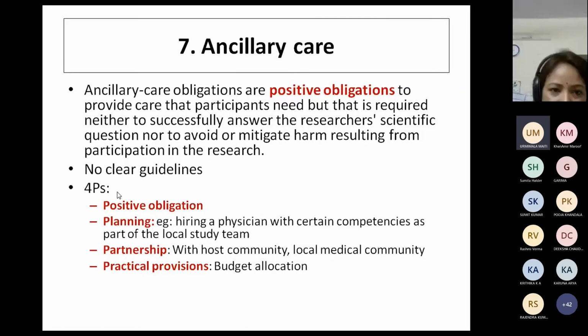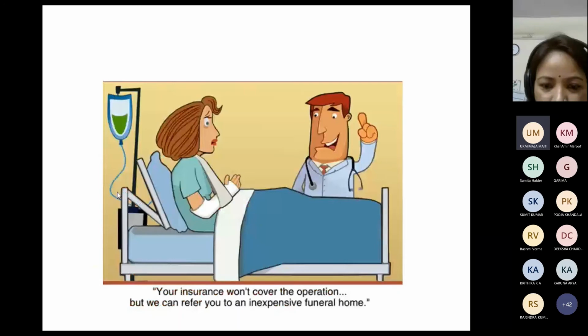Seventh is the ancillary care. So basically, ancillary care are obligations which you do not need to do because of your research requirement, but which are considered in good faith. Okay, so there are no clear guidelines. There are 4 P's, which is positive obligation. There is planning. For example, you hire a physician as part of your local study team, right? So that is an ancillary care that you can provide to your participant. A partnership with the host community or local medical community, and practical provisions. So this should not be a part of your ancillary care.